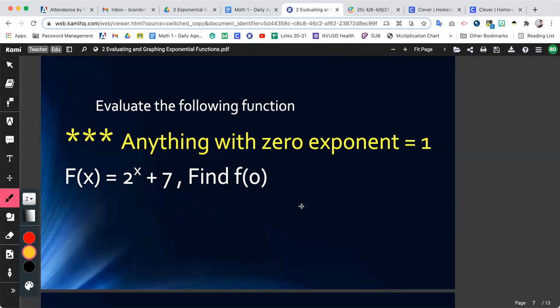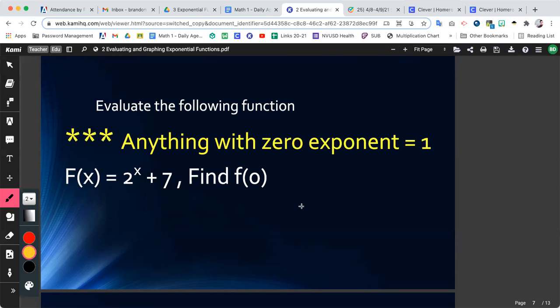Okay, here we have a big reminder. Anything with a 0 exponent equals 1. Now, big caveat to that. It doesn't mean the answer is automatically 1. Okay, it just means if you have a base and the exponent is 0, then that turns into 1.